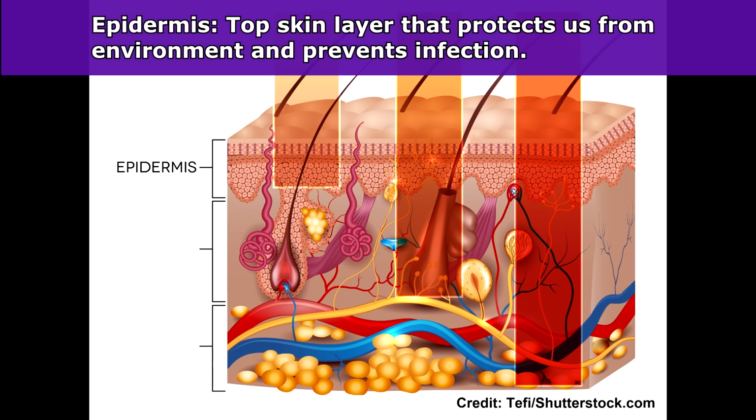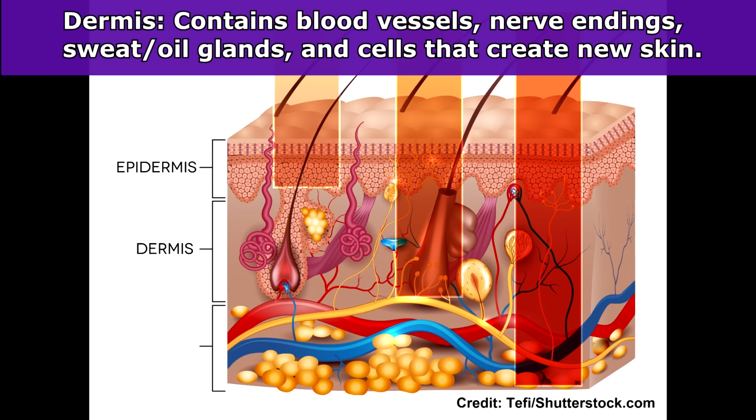Now below that is the dermis, which is thicker than the epidermis, and it contains blood vessels along with nerve endings, our sweat and oil glands, and the cells that help create new skin cells. That's why when patients have a really deep burn affecting the dermis where it's gone, they're going to have issues with remaking skin cells. They're not going to make them, so they're going to need skin grafts to help generate new skin.